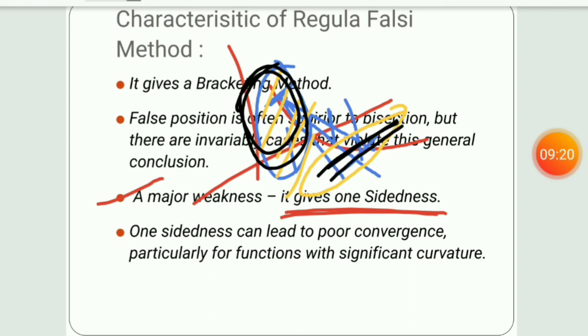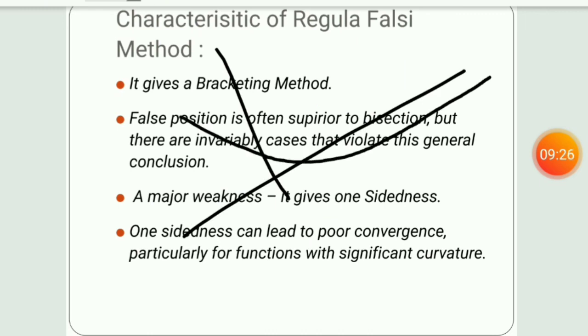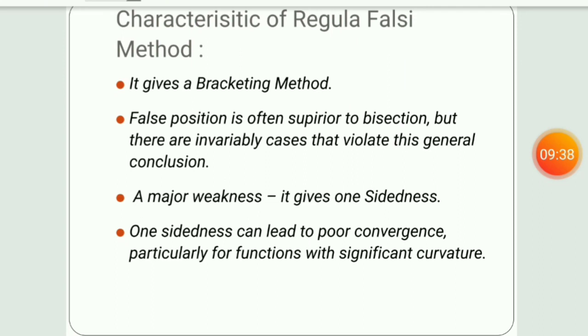Because of this, if the curve is flat like this, and I have got this interval, then this method will go through a number of iterations, like we have seen in the last class. So this is a major weakness of this method. It gives one-sidedness, right? And what is the last point? That one-sidedness can lead to poor convergence, particularly for functions with significant curvature. Significant curvature means that if we have a curve of flat nature, it gives poor convergence for this method. Like we have seen in the last question.